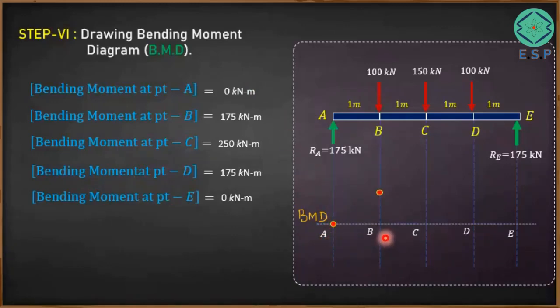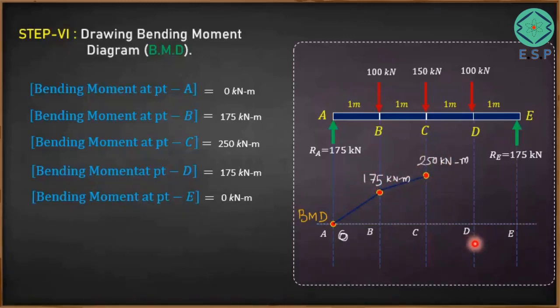Now at point B, if you see here, we have 175 kilonewton meter. So this particular point represents 175 kilonewton meter. So bending moment from A to B has gone from 0, here it was 0, to 175 kilonewton meter. Now we will get the bending moment at point C. So the bending moment at point C is 250 kilonewton meter. So here it is 250 kilonewton meter. So bending moment from point B to C has gone from 175 to 250 kilonewton meter.